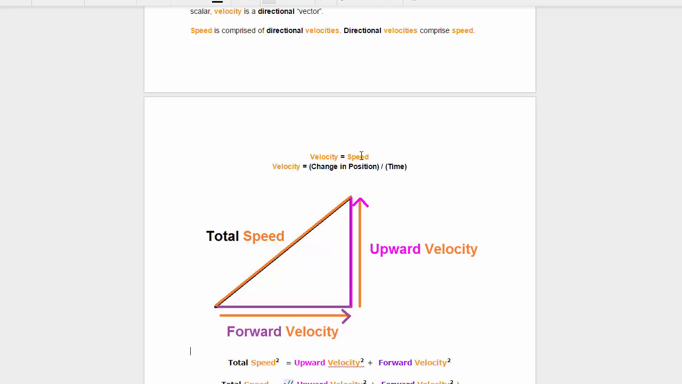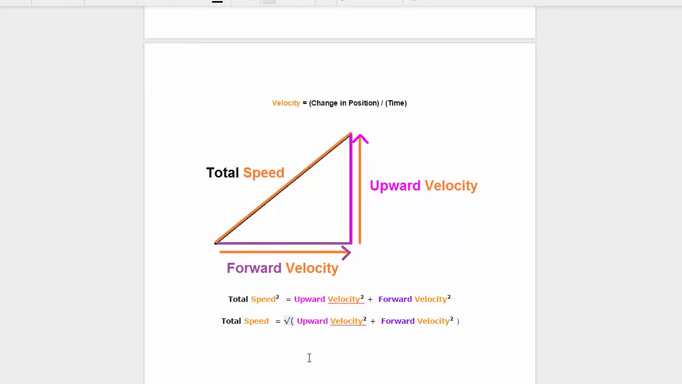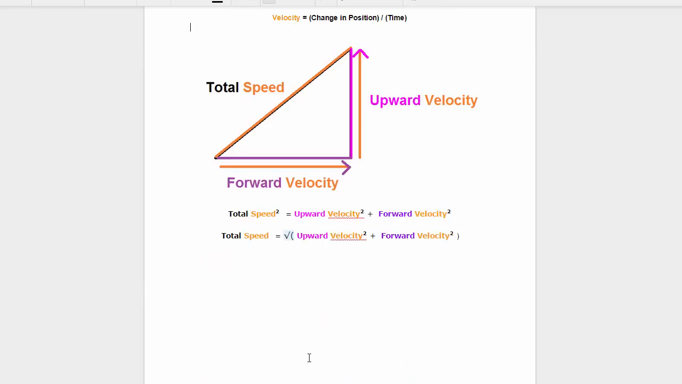So velocity is like speed. Well, velocity equals speed. That's not true. Velocity is change in position over time. Not how fast something's going, but how it's changed in position. So it describes direction. So if you want to calculate speed from velocity, it's just the Pythagorean theorem. You probably remember this from math class, and if not, you're going to kill math.